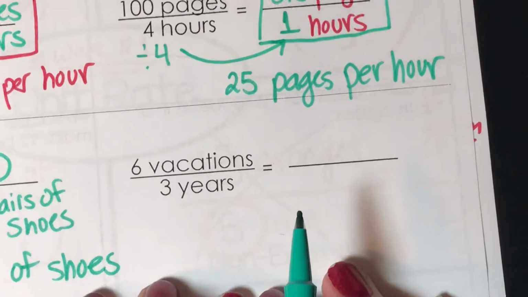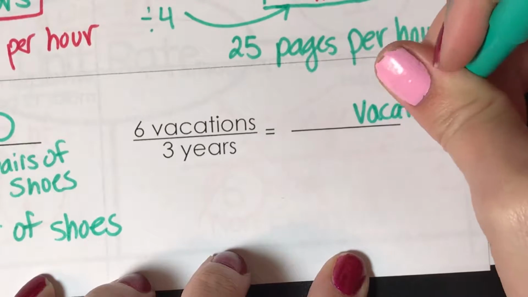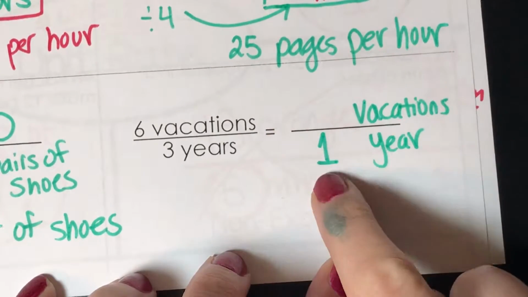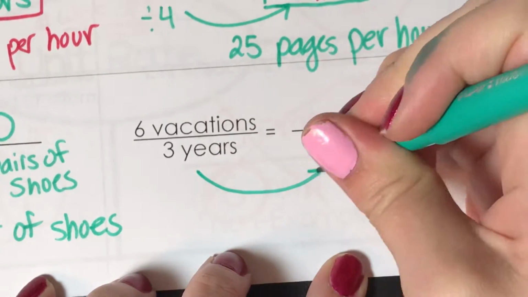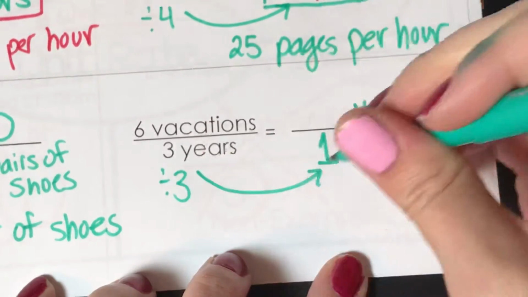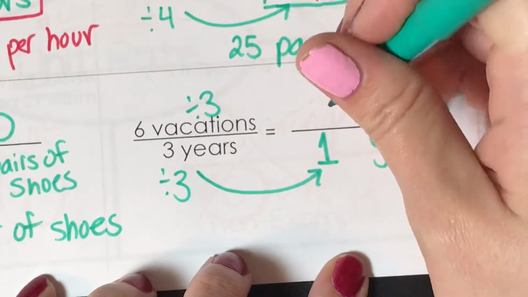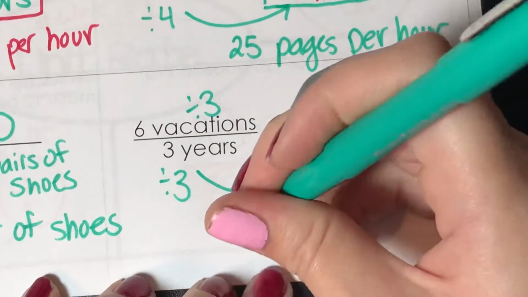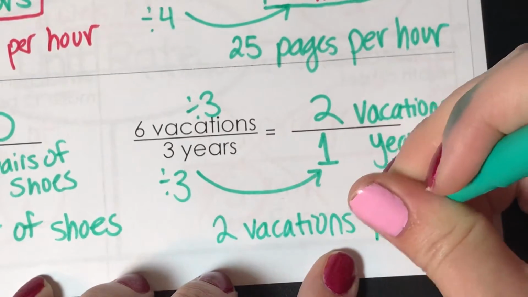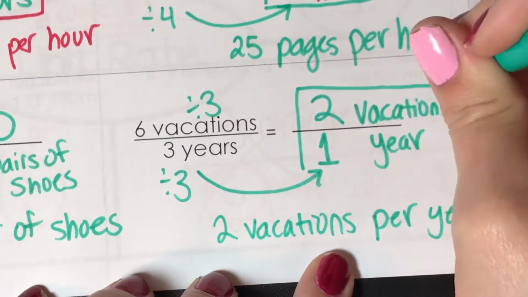And then the last one, oh, this sounds nice. We're figuring out how many vacations you can take in each 1 year, because a unit rate is comparing to 1. I'm going from 3 years to 1 year. How do I get from 3 to 1 using division? 3 divided by 3 is 1. What I divide on the bottom, I got to divide on the top. 6 divided by 3 is 2. So that means we take 2 vacations per year. That is my unit rate.